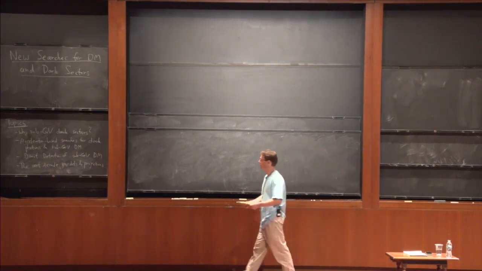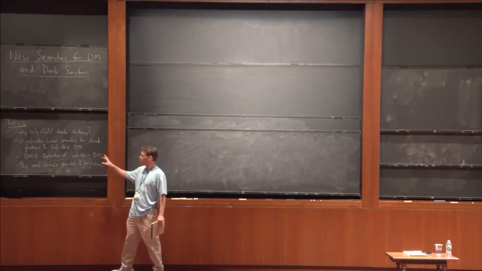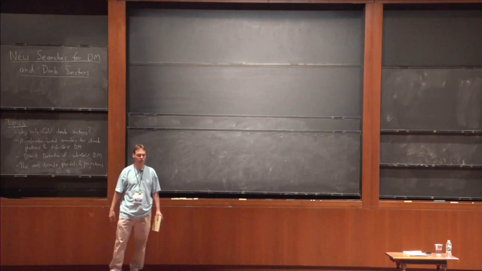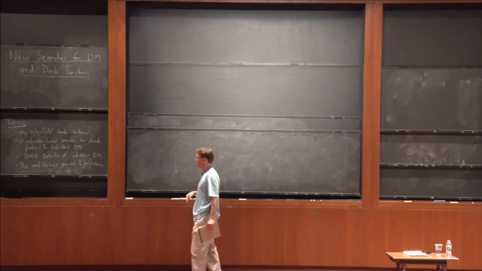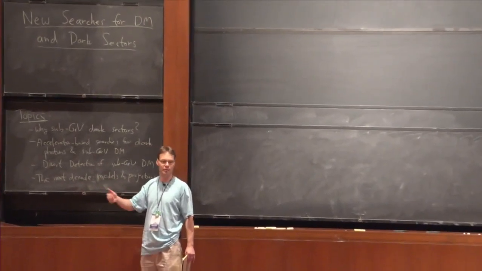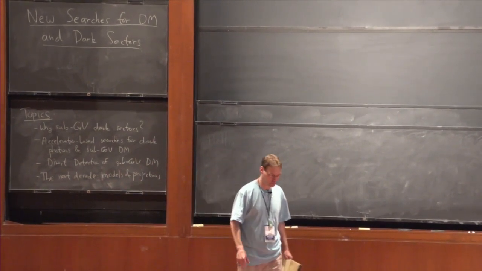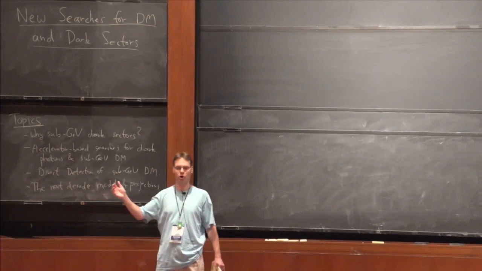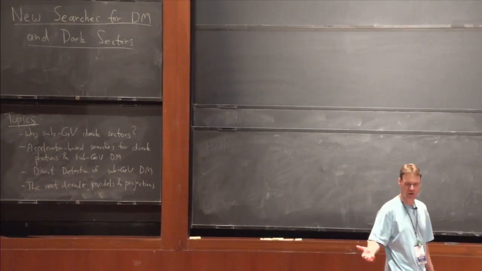The topics I'm going to cover are new searches for dark matter and dark sectors, and I'll explain a little bit more what that is. For the three lectures, I'll begin with an introduction, why sub-GeV dark sectors, then we'll talk about accelerator-based searches for dark photons. I'll introduce a very simple dark sector, a nice toy model. Then we'll also consider dark matter that's light and can be produced at accelerators, colliders, beam dump experiments, and things like that. Then I'll talk about direct detection of sub-GeV dark matter. There's a lot of work in this direction over the last few years. And then I'll end with the next decade: what could we hope to learn, what kind of experiments might come online, and what kind of models are these experiments probing?